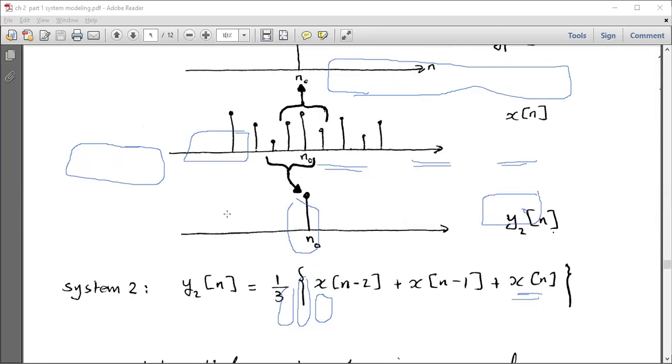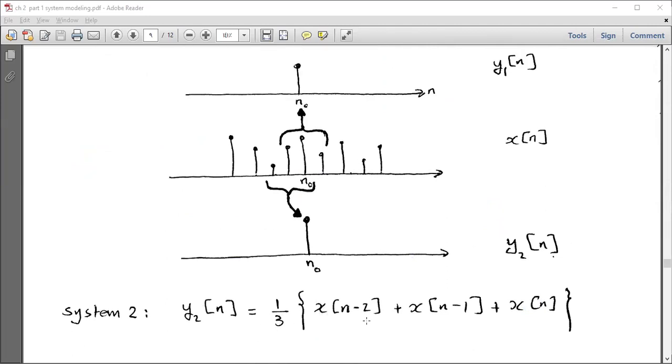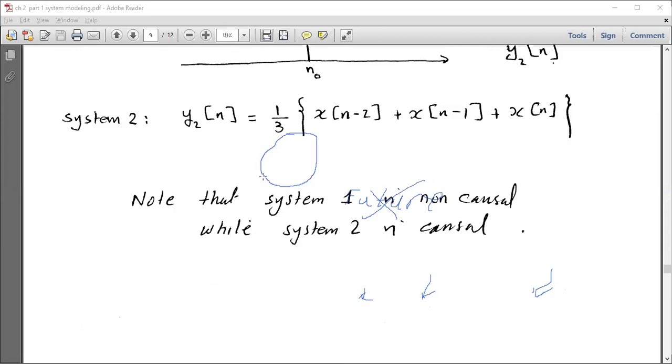In another way, you can see system 2, one third of x of n minus 2. This is past, this is past, and this is the present. It is a causal system. You can see it takes only the past record and the present value, and doesn't take the future, no future anticipation. So this system is causal. So there's a difference between considering future values to decide the current output, and not caring about the future values to decide the current output. And here arises the definition of causality.